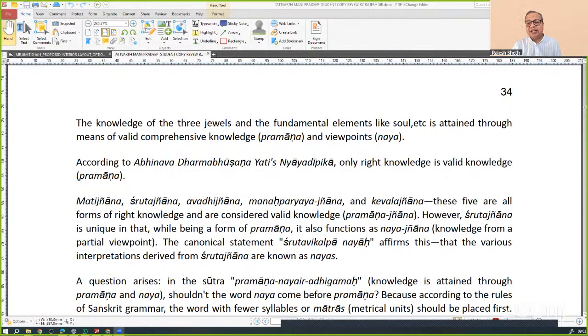The knowledge of the 3 jewels and the fundamental elements like soul, etc., is attained through means of valid comprehensive knowledge and viewpoints. According to Abhinav Dharma Bhushan Yati's Nyay Deepika, only right knowledge is valid knowledge. Samyak Gyan Pramanam. Only right knowledge is valid comprehensive knowledge. So what is the right knowledge? Can anyone answer? What are the 3 blemishes that the right knowledge is devoid of?